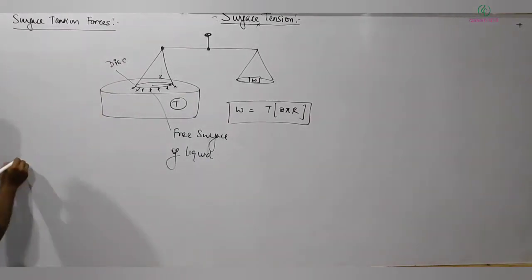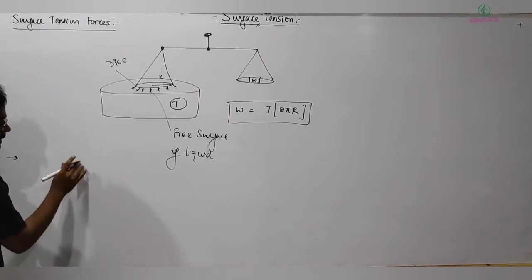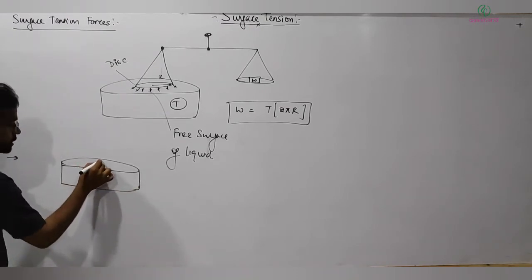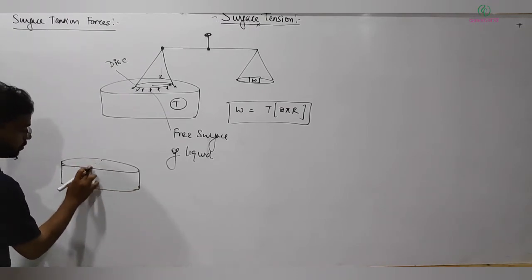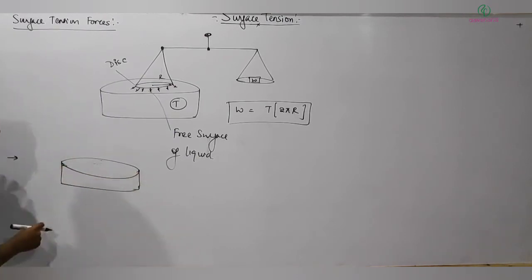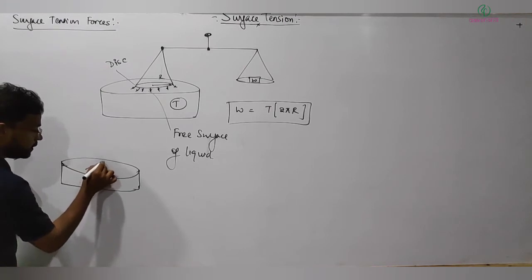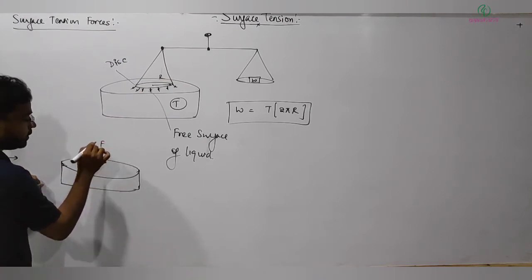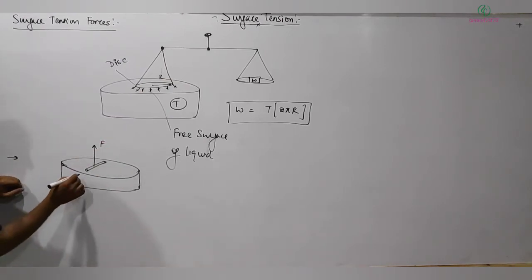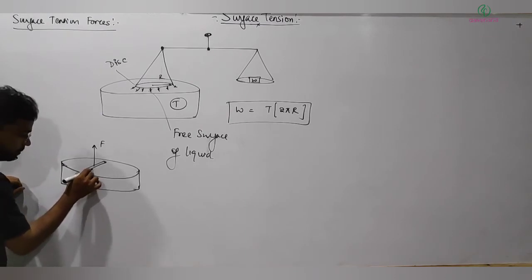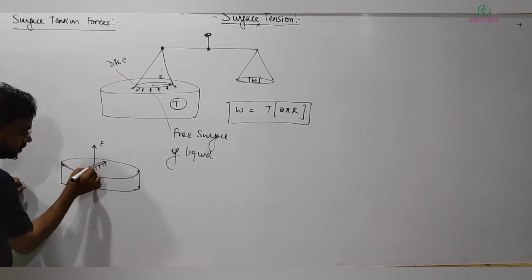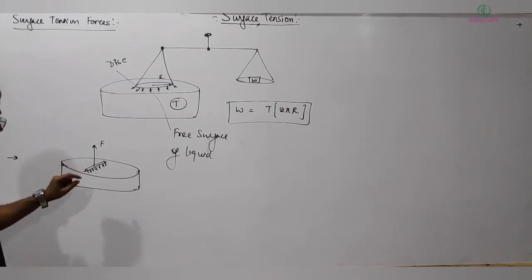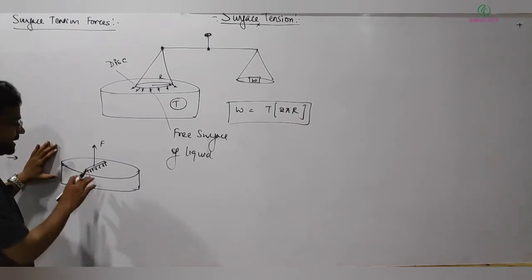Similarly, let me give you different cases. This is again the free surface of liquid, and in this situation we have a needle. Let me take this a little bit wide, and here we have a needle. So to lift it, what will be the force required? Because here, from both sides, there will be molecules pulling. I don't know whether you are able to imagine it. I can draw the magnified diagram for this. So now what is happening actually?